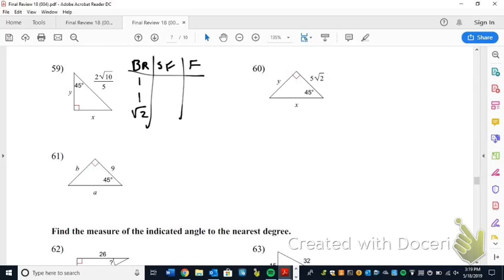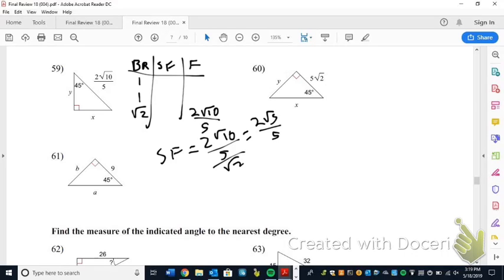So that's our hypotenuse. Here we're going to go 2 radical 10 over 5, which means that our scale factor equals 2 radical 10 over 5 over the square root of 2. That reduces to 2 radical 5 over 5. So our scale factor is 2 radical 5 over 5, which means that our sides are 2 radical 5 over 5, 2 radical 5 over 5.